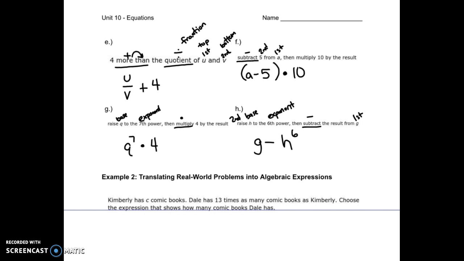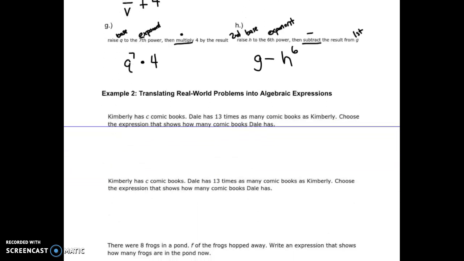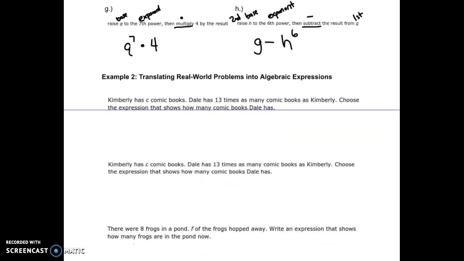So that's the first IXL. R1 is just being able to write those. So translating those words into an algebraic expression. The second IXL, R2, is taking a word problem and writing an algebraic expression from it. So the first one says, Kimberly has C comic books. Dale has 13 times as many comic books as Kimberly. Choose the expression that shows how many comic books Dale has.